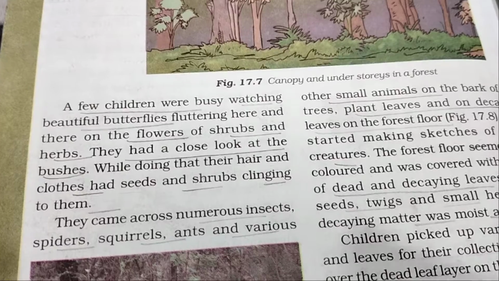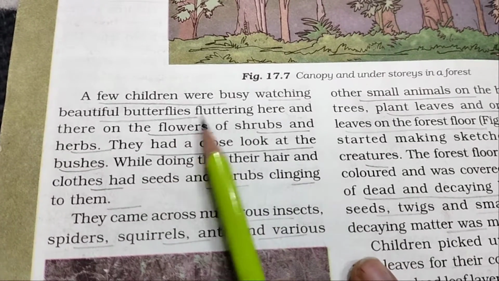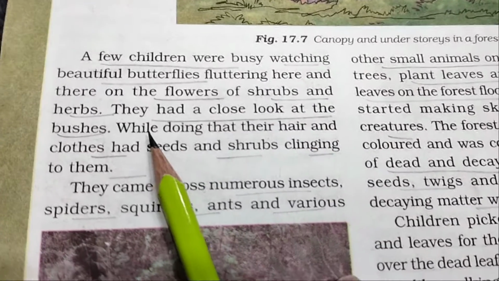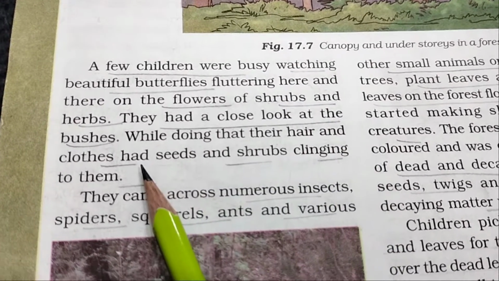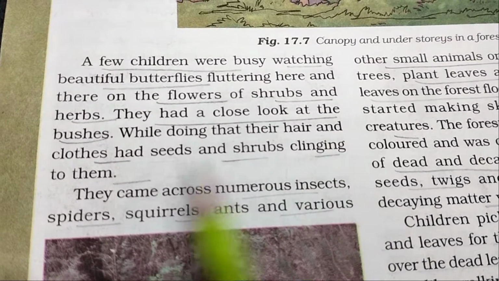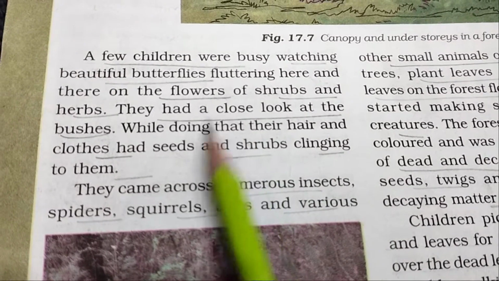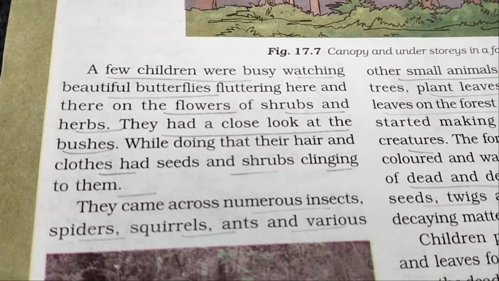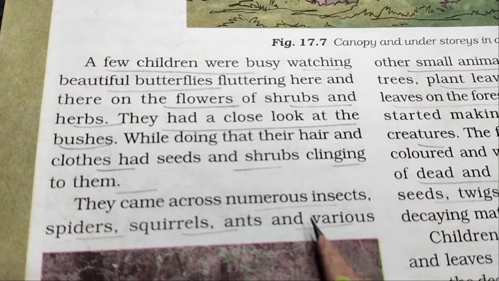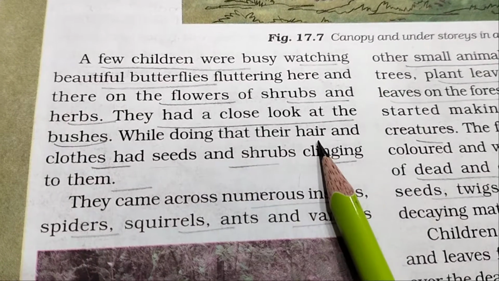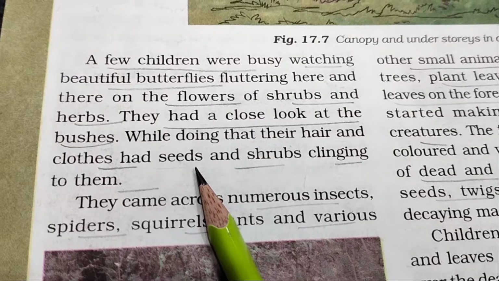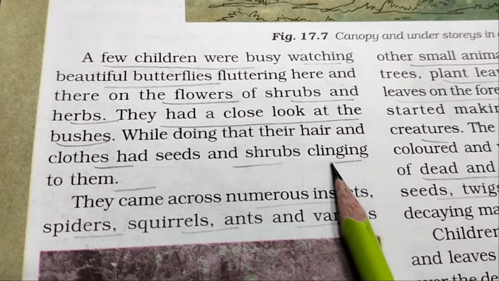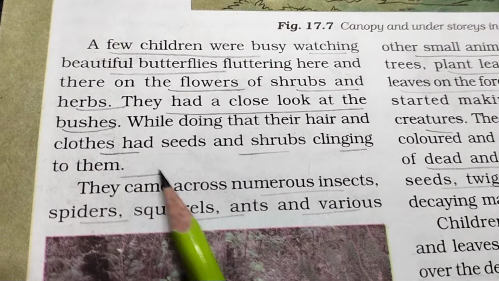Coming to the next page, a few children were busy watching some beautiful butterflies fluttering here and there on the flowers of the shrubs and herbs. So they had a close look at the bushes also. While doing that, their hair and clothes had seeds. While the children were observing the butterflies, some seeds from the bushes got attached to their hair and their clothes, and the seeds were clinging to them.